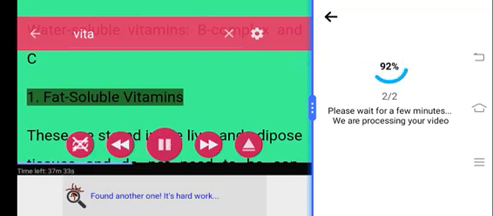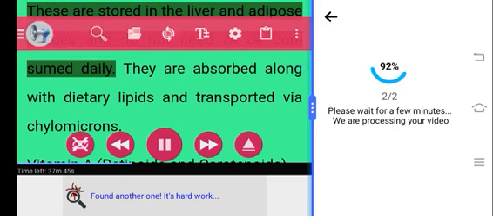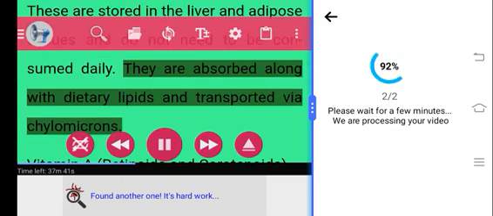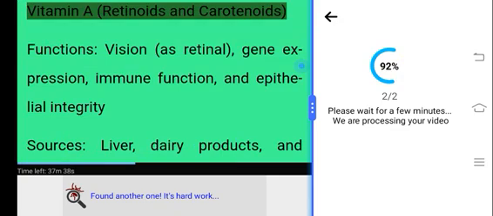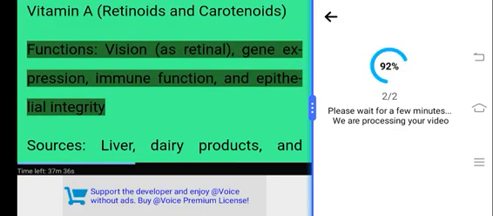1. Fat-soluble vitamins. These are stored in the liver and adipose tissues and do not need to be consumed daily. They are absorbed along with dietary lipids and transported via chylomicrons. Vitamin A, retinoids and carotenoids. Functions: vision as retinal, gene expression, immune function, and epithelial integrity.